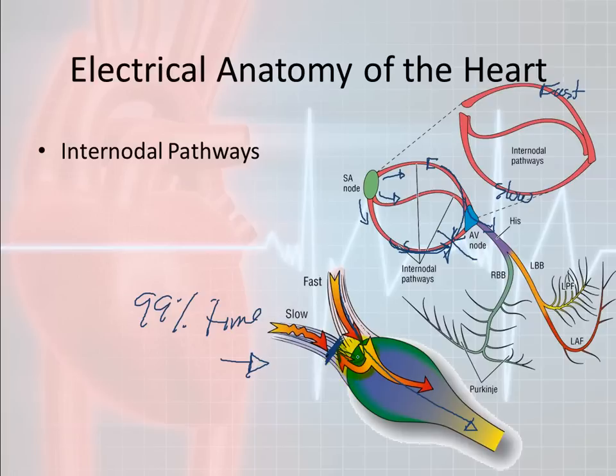Not everybody has two tracts that approach the AV node. There are only 10% of the population that have this system right here. There's only 10%. Most people, this tract up here will just terminate somewhere out here in the atrium. It doesn't actually reach the AV node itself.